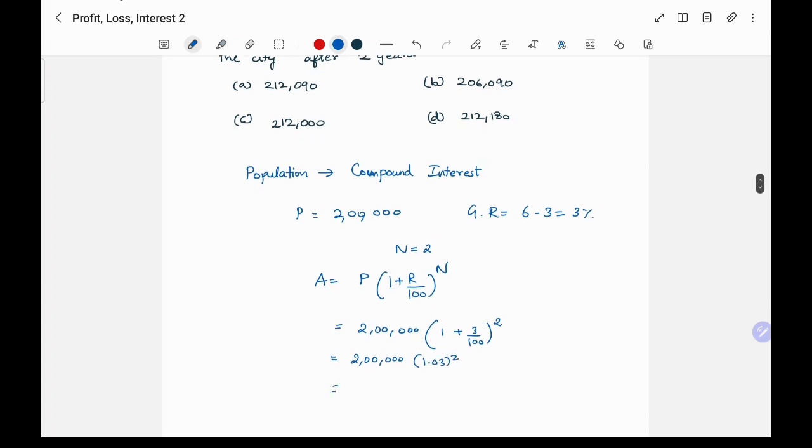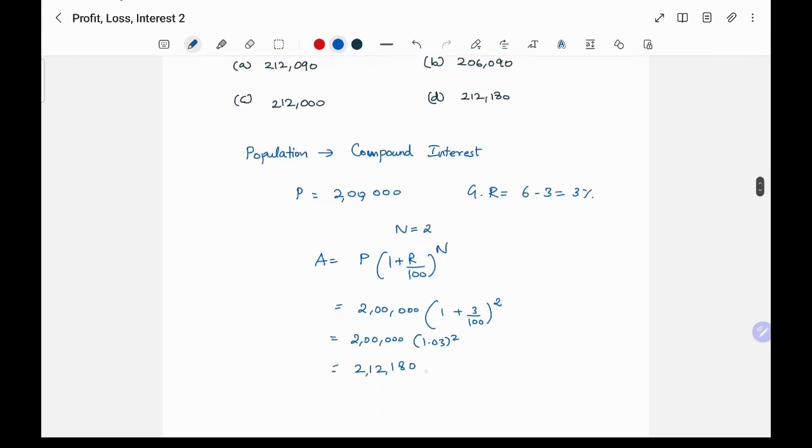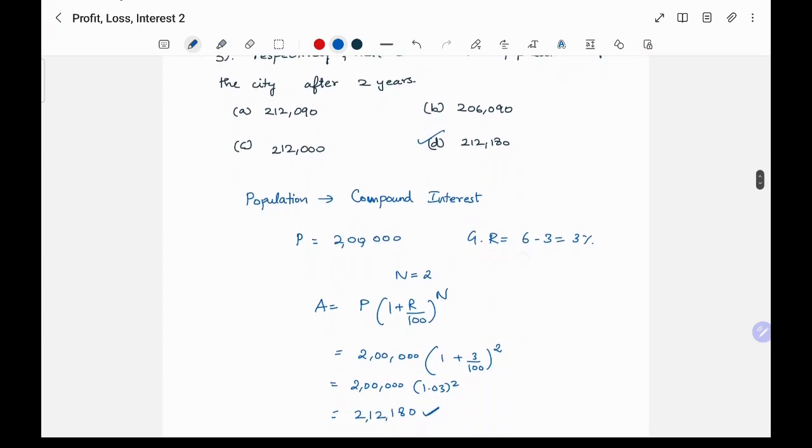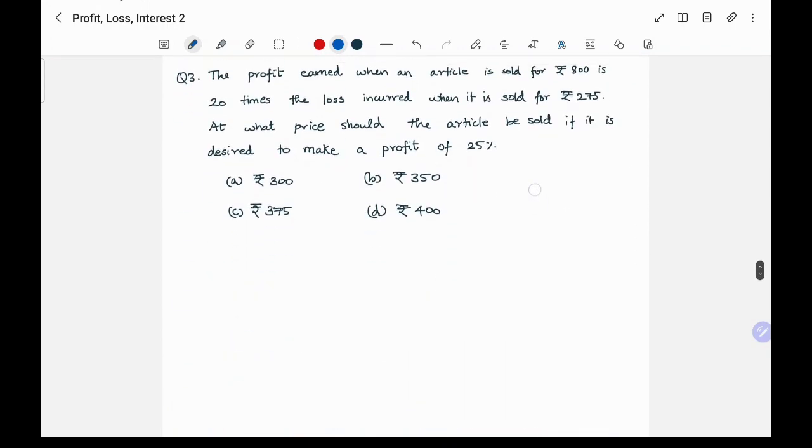We can use a calculator here. So using calculator we get 2,12,180. So 2,12,180 is the number of people or the population after 2 years. So option D is the right answer. Let's go to question number 3.